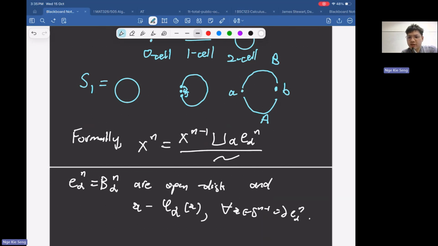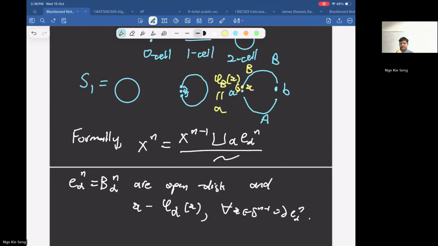Does this make sense or not? Let's check. Yeah, I think this is fine, because x is a point on the boundary, and the image of this point is something inside the lower skeleton. I glue them together, I identify them as a point. So for example, this one is x, and the attaching map here is phi. I glue it to A, for example.